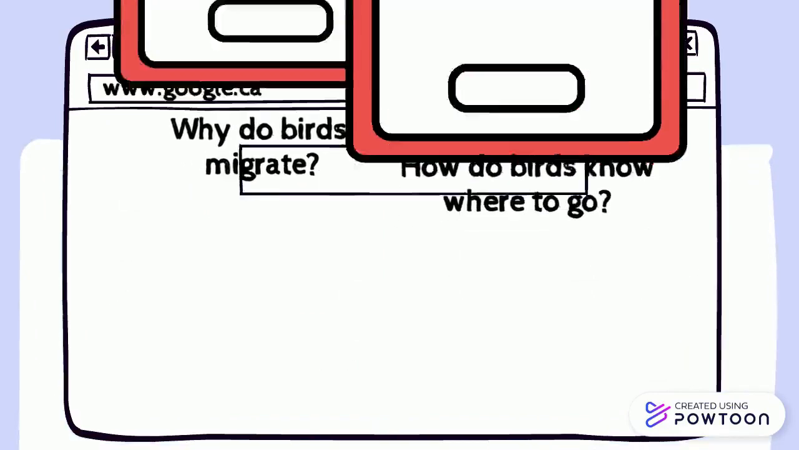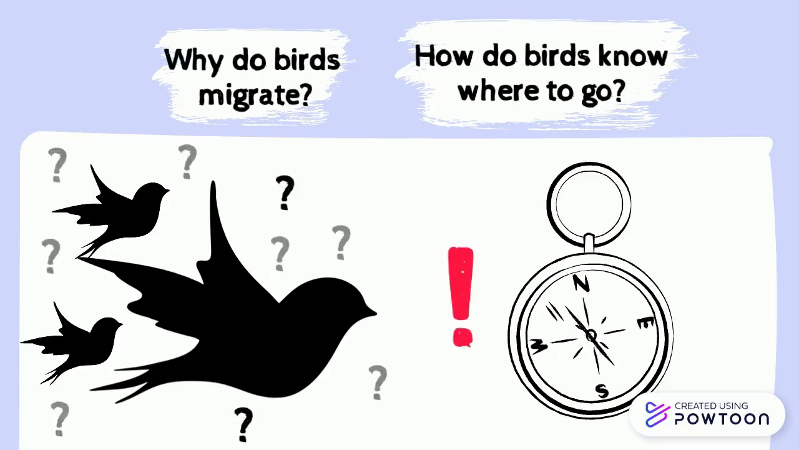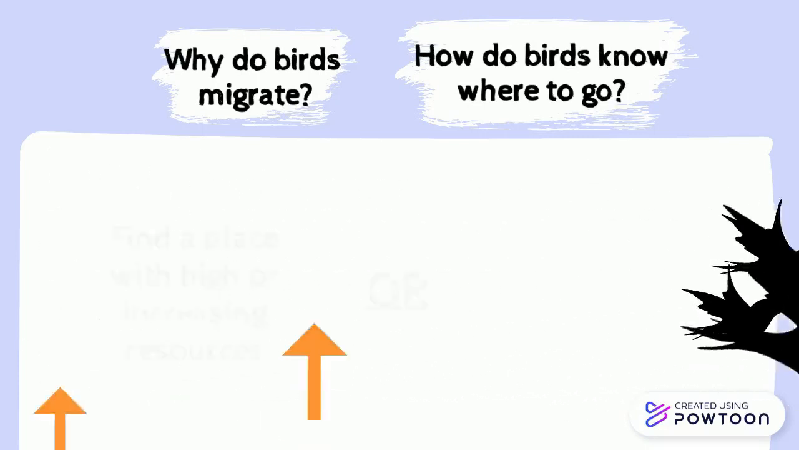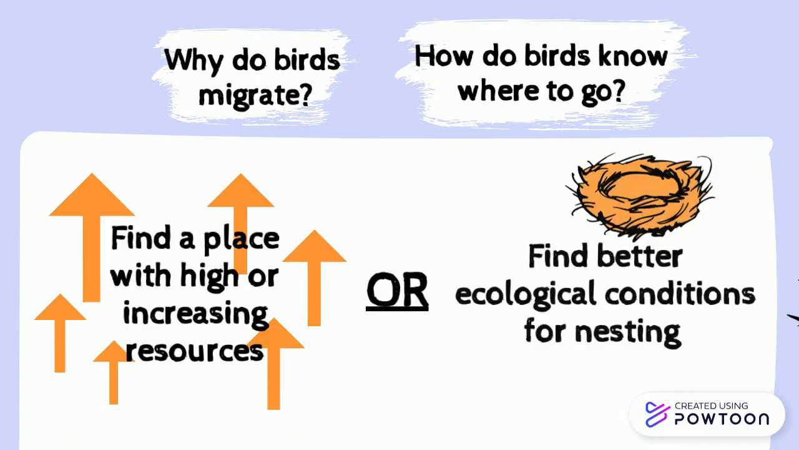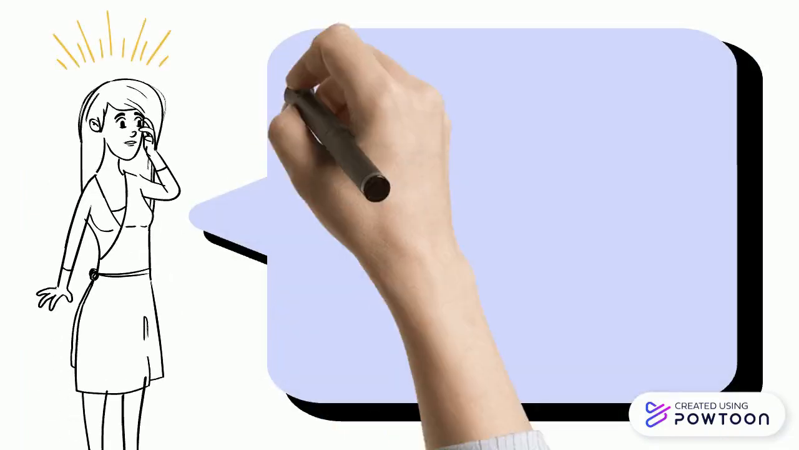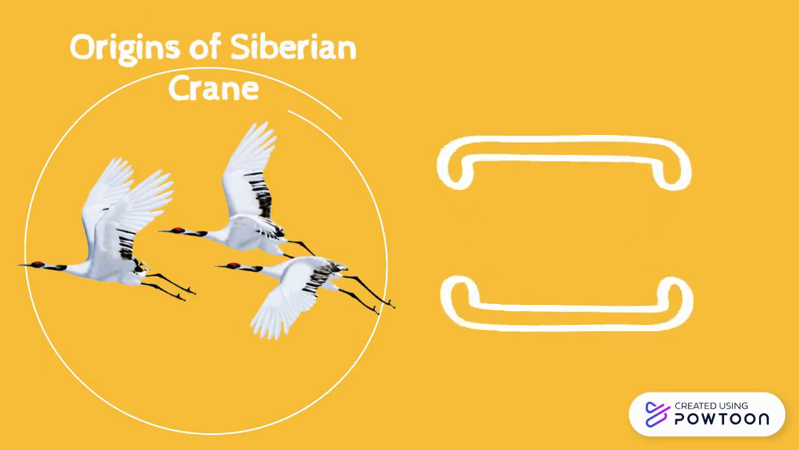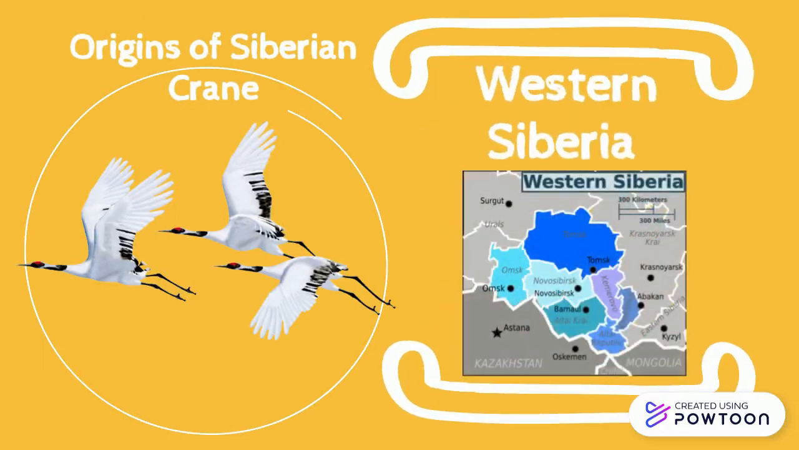Well, birds have a sensory mechanism called the magnetic compass that aids them in navigation and is used as a control center when flying that helps them find a place where there are high or increasing resource availability or better ecological environments for nesting. And in terms of migratory patterns, it is very important for the Siberian crane and Canada goose. The Siberian crane originates from Arctic Russia and Yakutia to western Siberia.